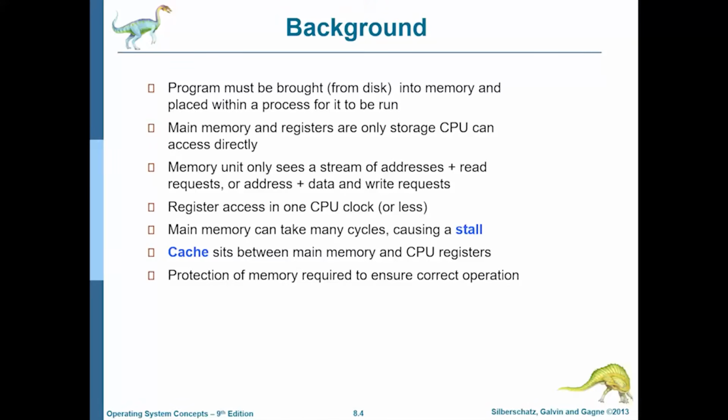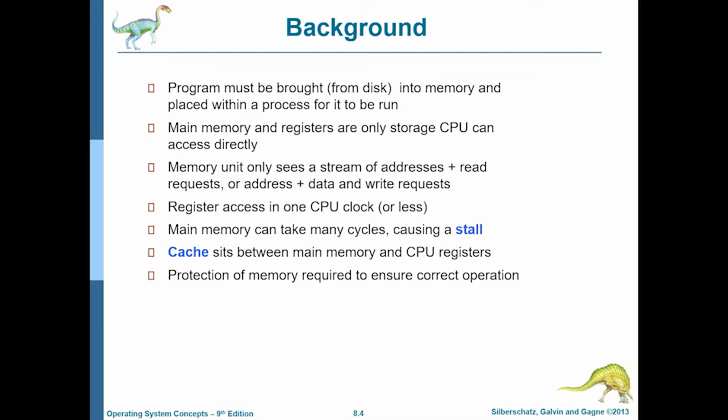Programs must be brought from disk into memory, and a process needs to be created from that memory, and then the process gets scheduled on CPUs and they run. So programs usually keep lying on hard disks or other storage media. They do not remain in memory from the beginning. It's only when you want to execute them that they will be brought from the disk and put into memory, and they will get scheduled as a process on a CPU and they will run. The CPU can only access the main memory and its registers directly. It cannot access the hard disk directly.